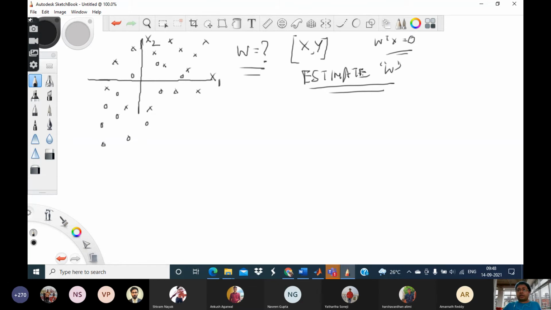Fine. So now the question is how to estimate W. If you remember what we did in case of linear regression, the same steps we are going to do in case of logistic regression also. So what did we do in case of linear regression? We defined a loss function, which is a function of W. In case of linear regression, the loss function was the difference between the predicted label and the true label, which I wrote in the following way.